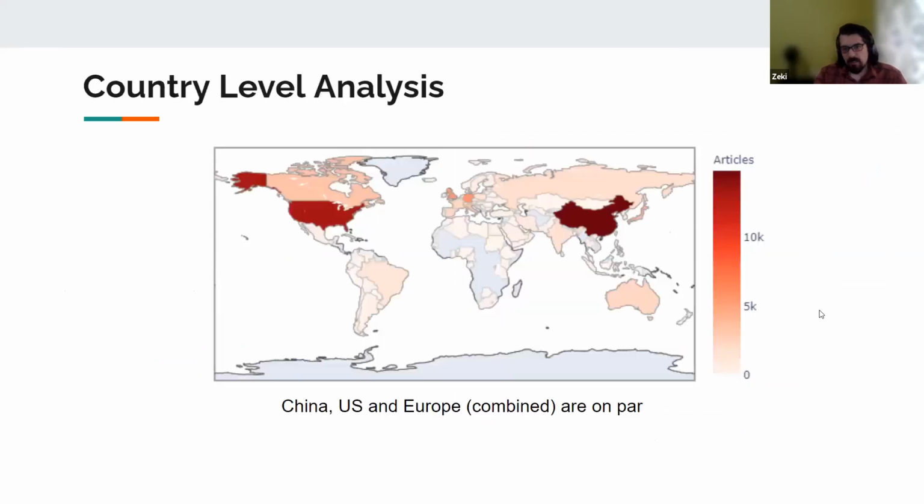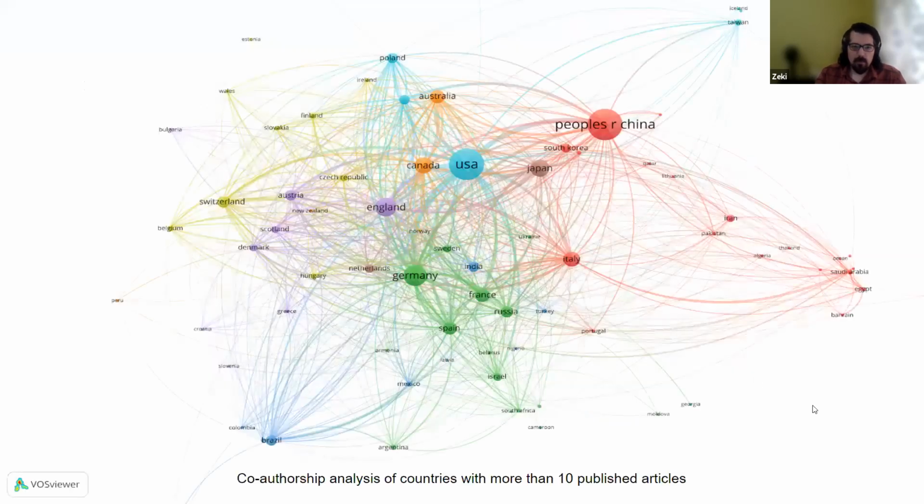And we ran a country level analysis as well. And here we have found that China, or the papers that are coming out of China with Chinese affiliations, the number of them is the highest. But if you compare China, US, and European Union, even if you exclude UK, the total number of papers are pretty much the same. At least at the moment we collected our data set. So we can say that they are on par. And here is a co-authorship analysis of countries with more than 10 published articles. You can actually see the clusters of collaboration here. You can look at this figure later.